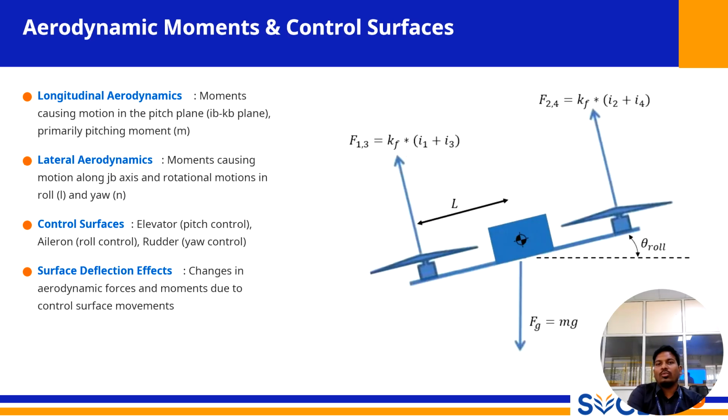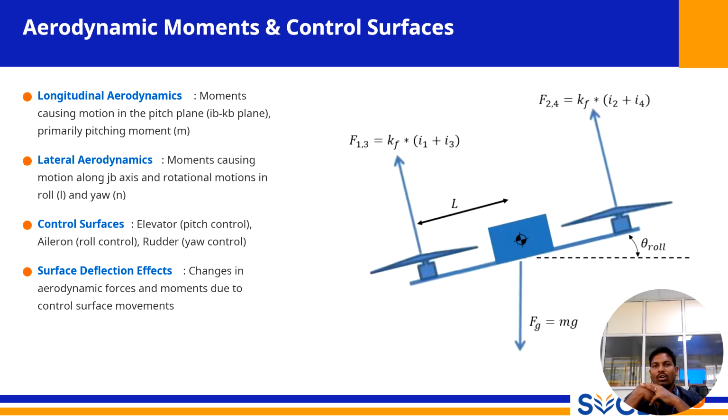Just as the aerodynamic forces cause the MAV to move, they also cause it to rotate. These rotational effects are called aerodynamic moments, and they are the key to controlling the aircraft's attitude. The slide explores these moments and the mechanisms we use to manipulate them for controlled flight. We can divide the MAV's rotational behavior into two categories.